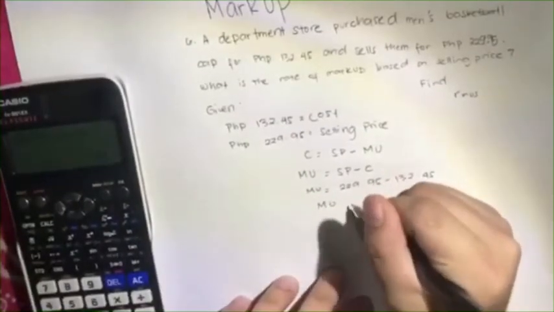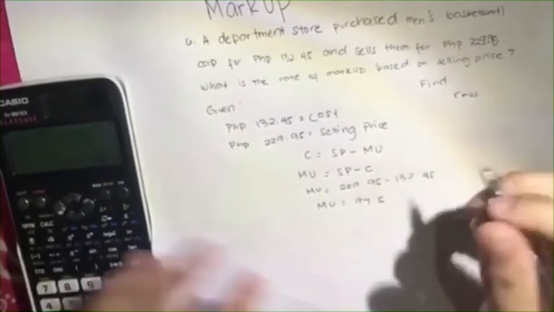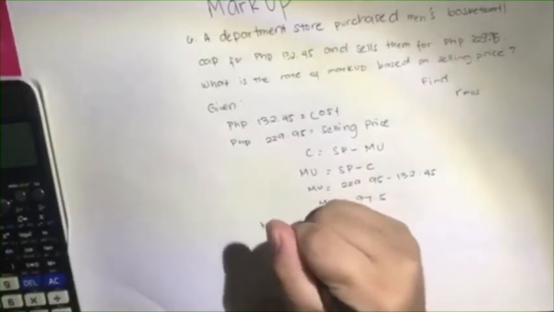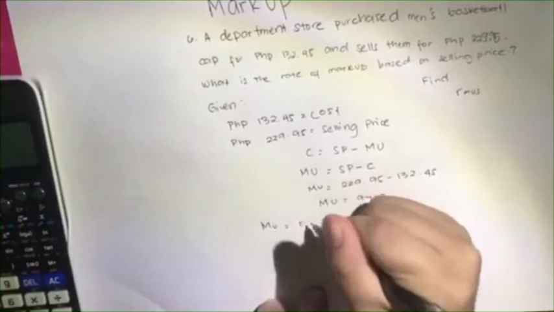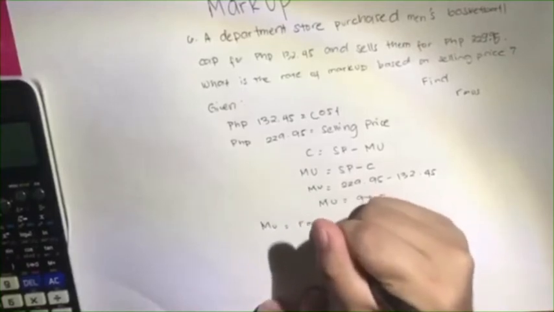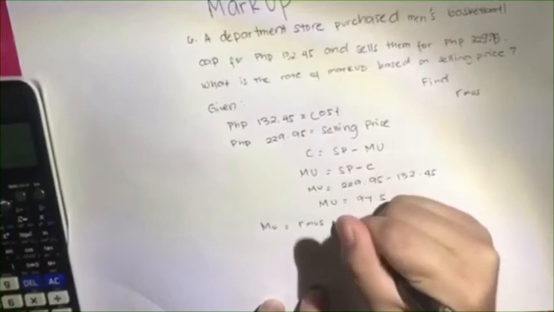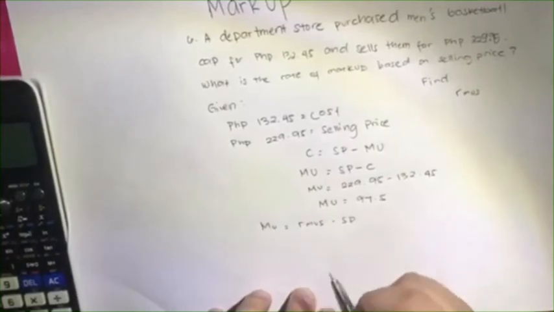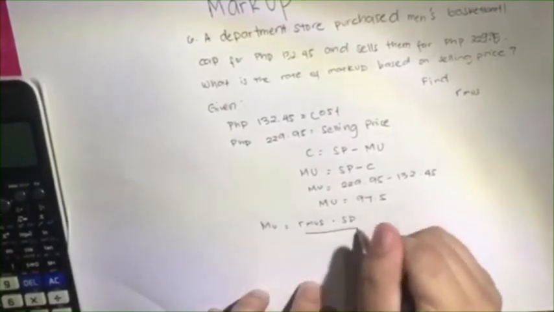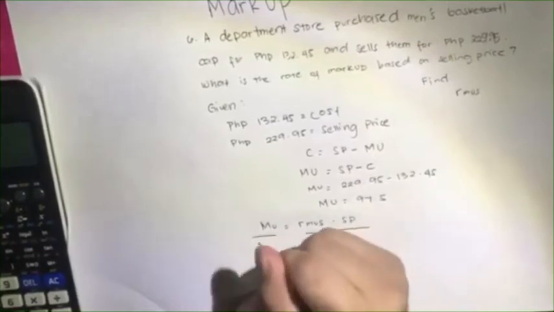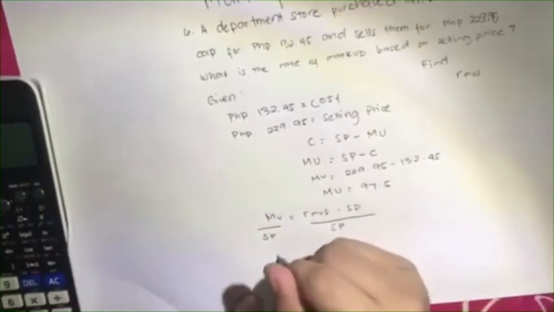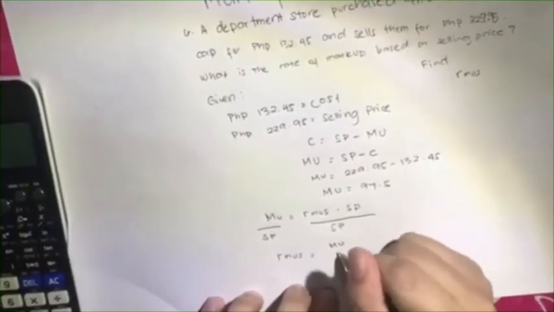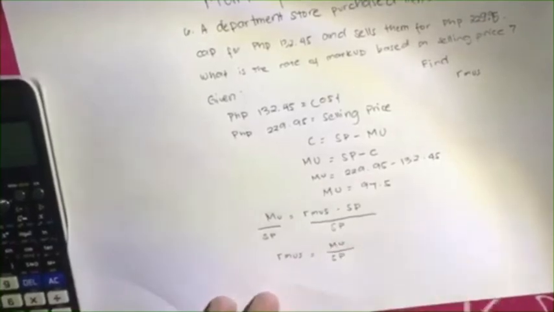So, nakuha natin yung markup, 97.5. So, pwede natin gamitin yung formula na markup is equals to rate of markup based on selling price times selling price. So, rules ng algebra ulit, para matanggal kailangan lang natin siya i-divide. So, divide natin yung selling price both sides, cancel. So, meron tayong rate of markup based on selling price is equals to markup over selling price. Substitute lang ulit natin.